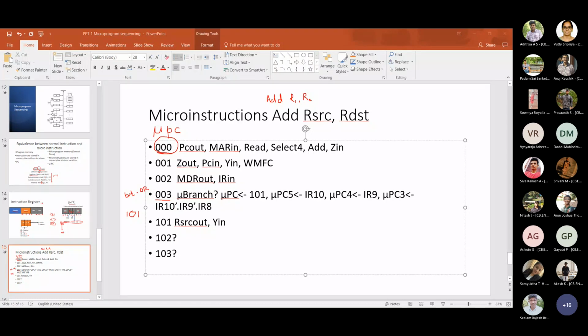You have done the addition. The result is waiting in your Z register. What should you do? Read it from Z and put it in the destination register. So Z out, and then what? R destination in, end. Very good. Exactly. Z out, R destination in, end.